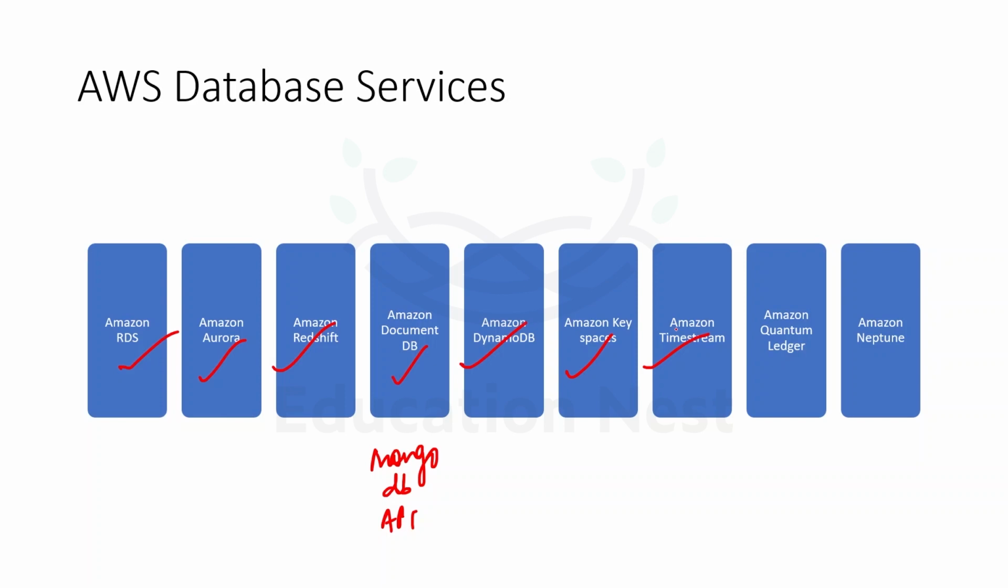Then we have Quantum Ledger, which is also known as the QLDB database of AWS. QLDB, that is Quantum Ledger Database, is again a fully managed, scalable, cryptographically verifiable ledger database provided by AWS. It is designed to provide an immutable, transparent, and tamper-proof ledger that can be used to store data and execute transactions in a decentralized and trustful manner.